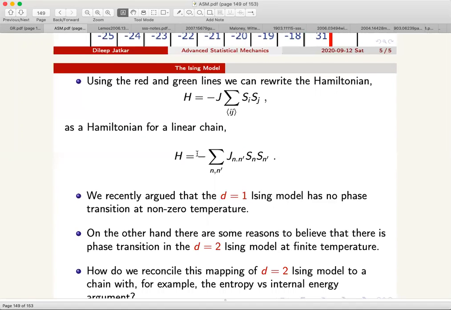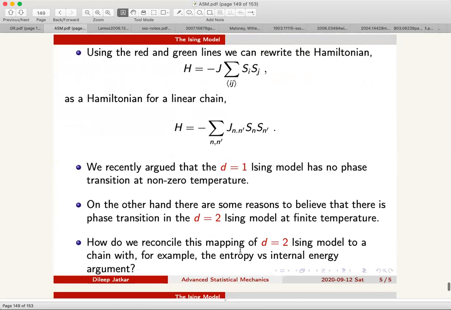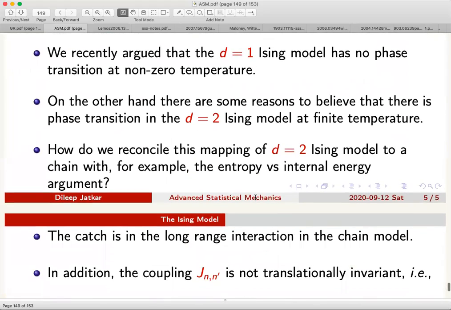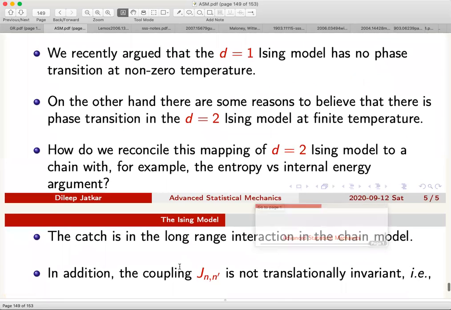So how do we reconcile this fact: this Ising chain, and therefore no phase transition, versus a 2D Ising model that is likely to show a phase transition using, for example, the entropy versus internal energy argument? And the catch is, of course, in the long range interaction. The model has long range interaction when you write it as a chain model, whereas it has a nearest neighbor interaction when you write it as a 2D Ising model.